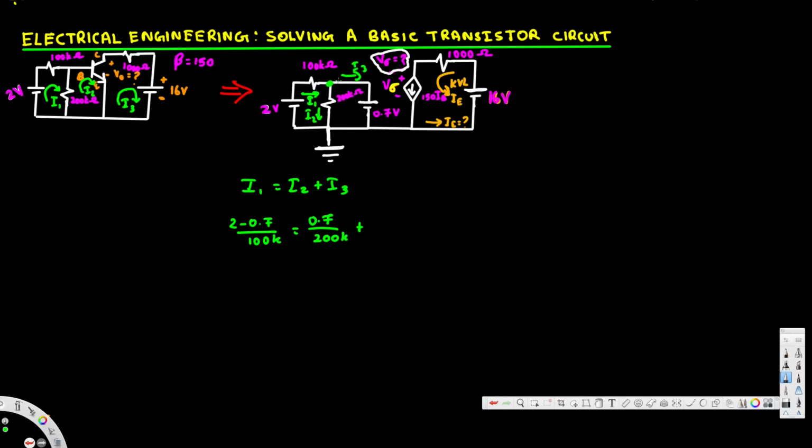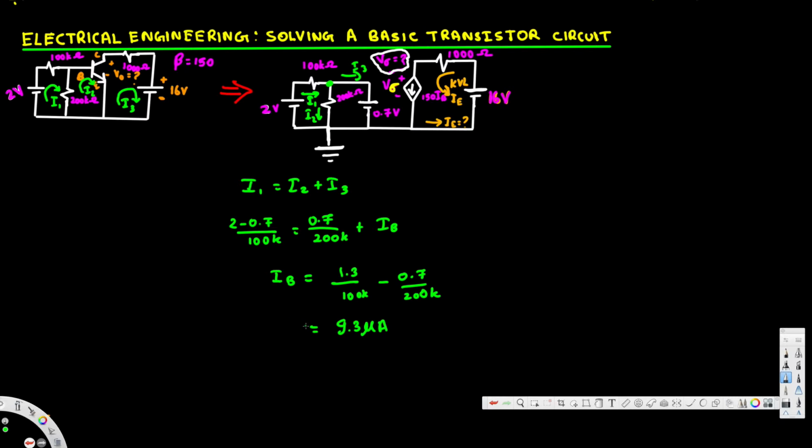Actually, it's connected to the base, so we can directly write IB right here. Instead of calculating the current, because we don't have any resistor, we can just put it as IB, and we can solve for IB, the base current. So base current is going to be equivalent to (2 minus 0.7), that's 1.3, divided by 100k, minus 0.7 divided by 200k, and if you calculate this one, you will get 9.3 microampere.